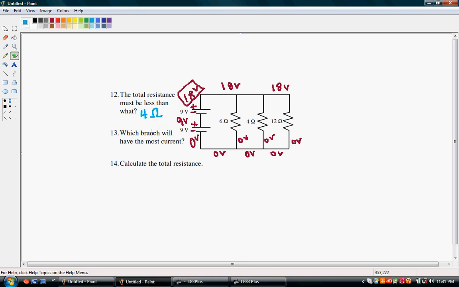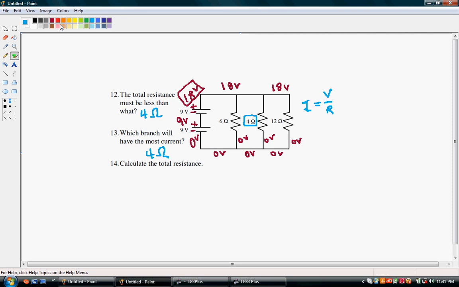Alright, now which branch will have the most current? Well, current is equal to voltage over resistance. So the smaller the resistance, because our voltage is not changing, it's 18, the smaller the resistance, the greater the current. Therefore, since 4 ohms is the smallest resistor, it will have the most current. So this is 4 ohms. Right? And it says calculate the total resistance.